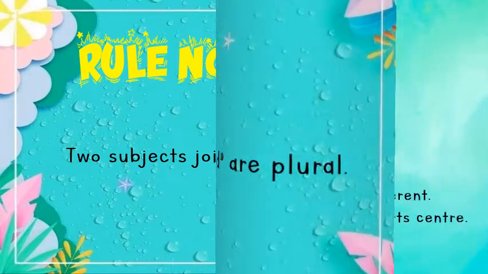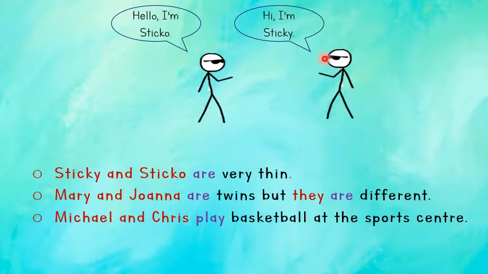Okay. So this one, before this we meet this one. Okay, the single, Sticky and Sticko. So now we have two. So we cannot say that they are singular. They are plural. So Sticky and Sticko are very thin. Mary and Joanna are twins, but they are different. Michael and Chris play basketball at the sports center. So bila ada 'and' ni, dia automatic jadi plural.